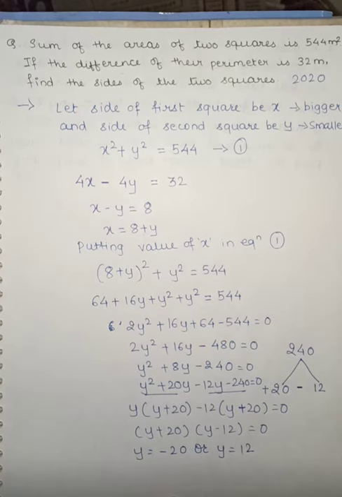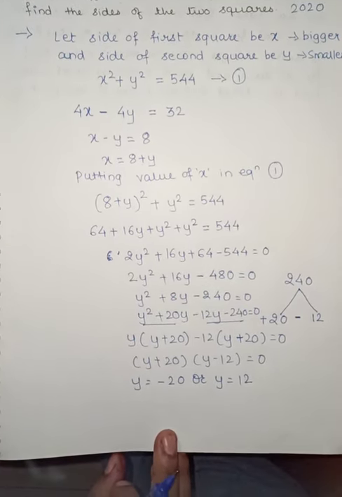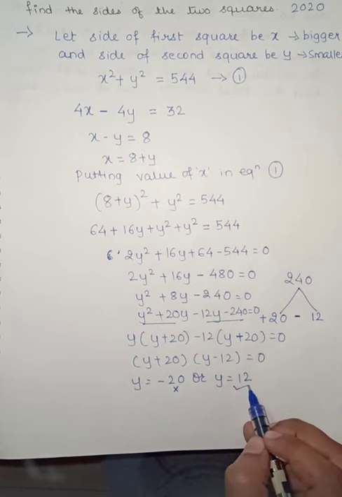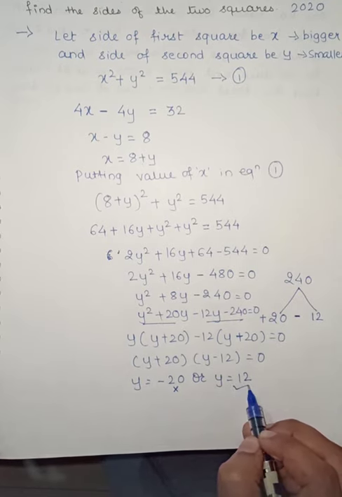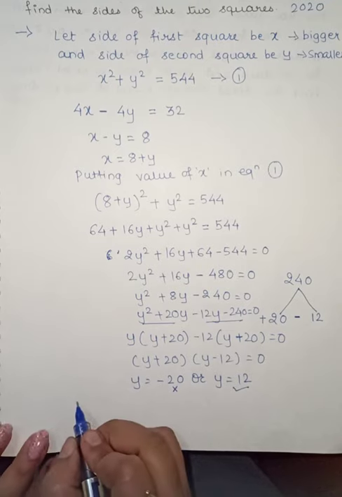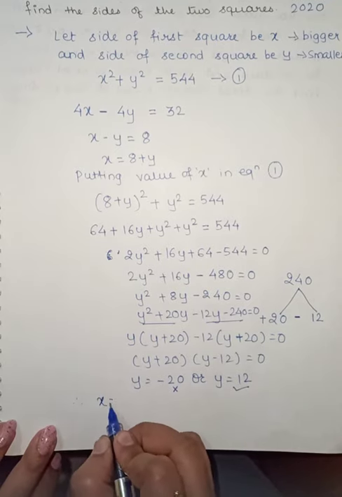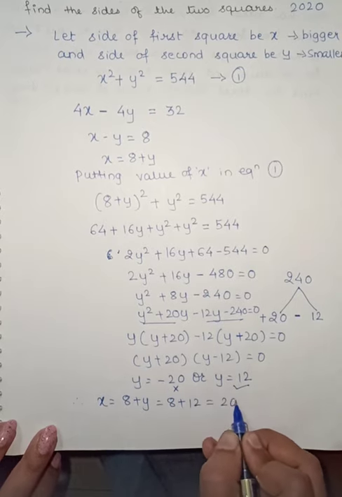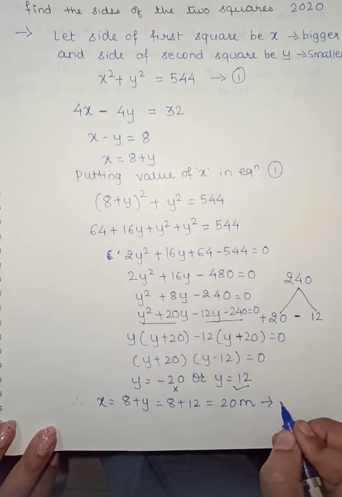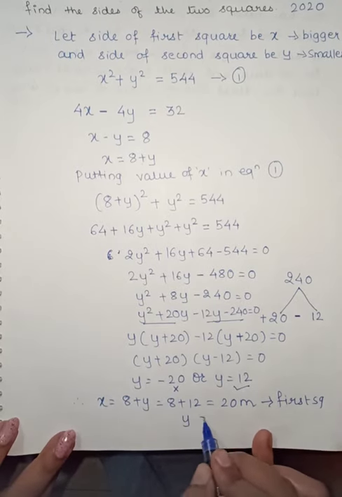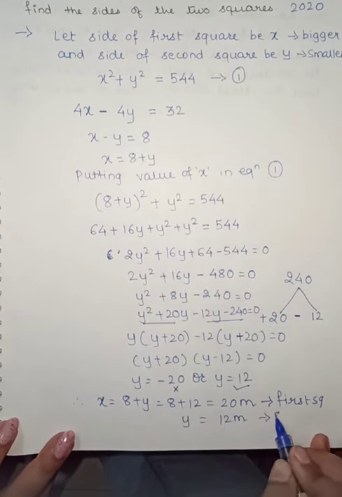Now, as we know, y is nothing but the side of the square. Can the side of a square be negative? No. Hence, we cannot take this value and we will consider the value of y as 12, which means the side of the second square is 12. Now, we have to find the side of the first square also. Therefore, x will be equal to 8 plus y, that is 8 plus 12 equal to 20. So this is 20 meters, the side of the first square, which is the bigger one, and y is equal to 12 meters, the side of the second square.